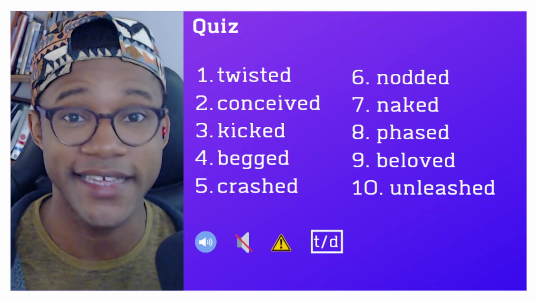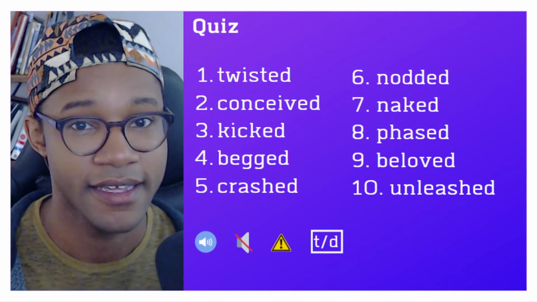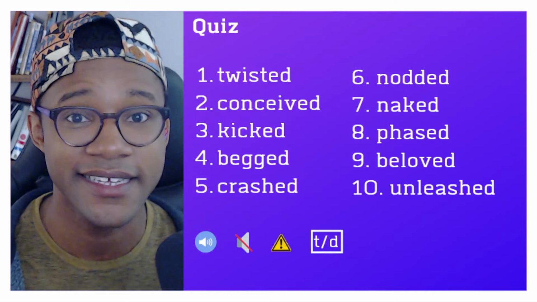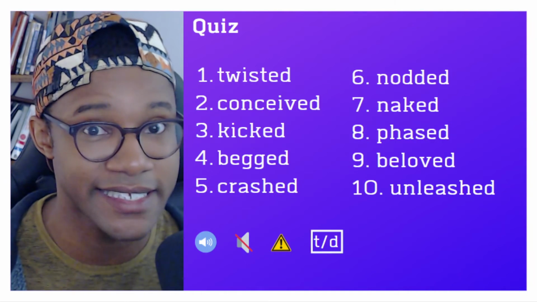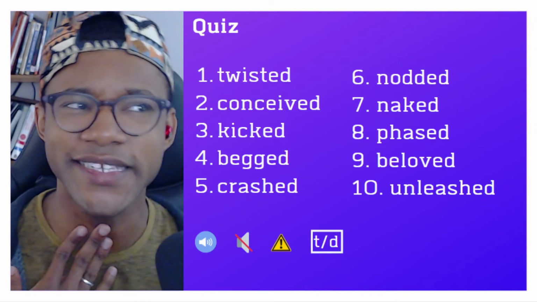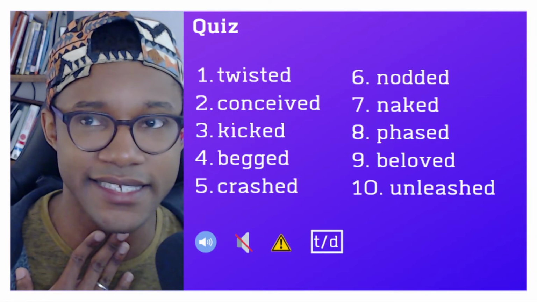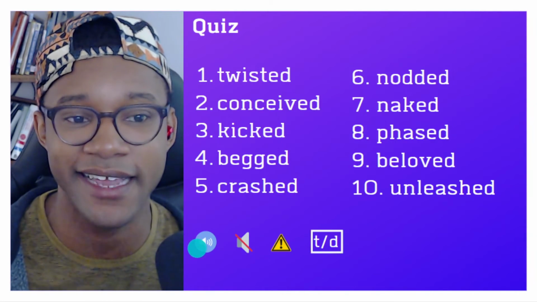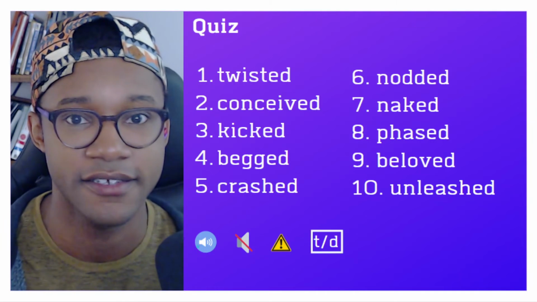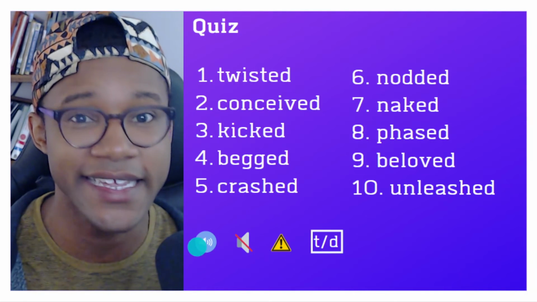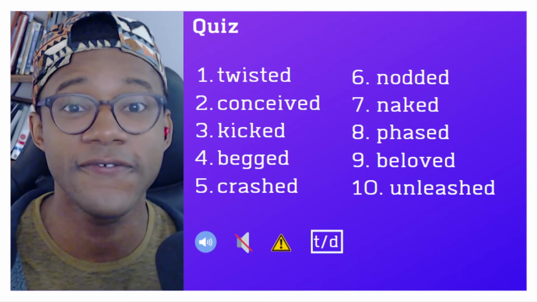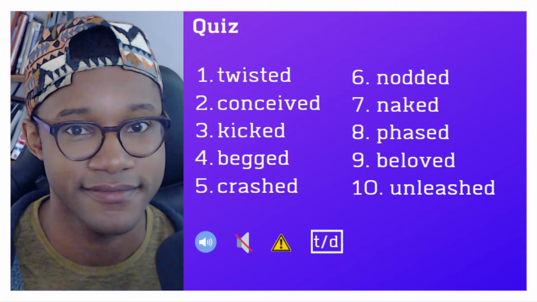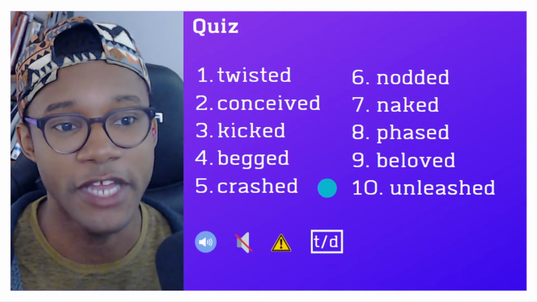The root word is phase. Notice how that letter S is making a Z sound here. And when we touch our throat for that Z sound, we can feel that vibration. This is a voiced sound, so we just add the D to it. Phased. Nice job.